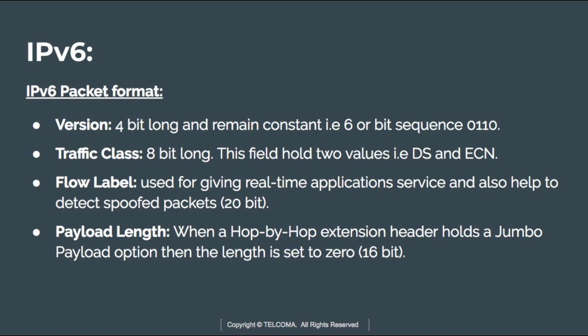The next part is the payload length. So the payload length here represents a hop by hop extension header. So whenever a hop by hop extension header holds a jumbo payload option, then the length is set to 0. Here the jumbo payload is a user data field that exceeds the IPv4 limit of 65,535 octets. So if it exceeds this, then we have to add the hop by hop extension, and here the length is set to 0, and this field is 16-bit. The size of payload length is represented in octets, including extension headers.